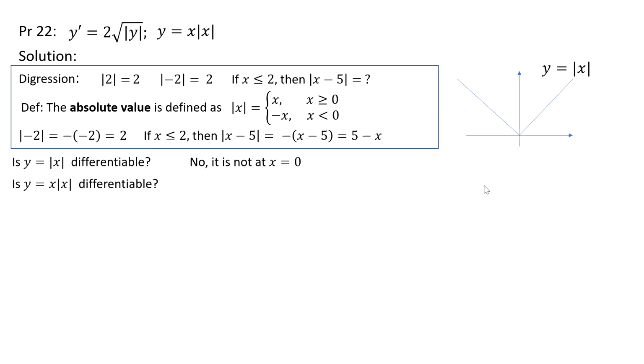Why? Why is absolute value of x not differentiable at x equal to 0? That's because, I'm sure some of you are going, that's because there's a sharp corner. Yes, you're right. But when there is a sharp corner, why is the function not differentiable at that point? Why?